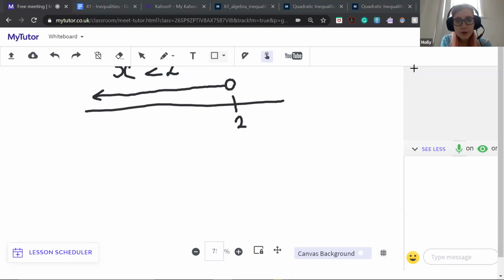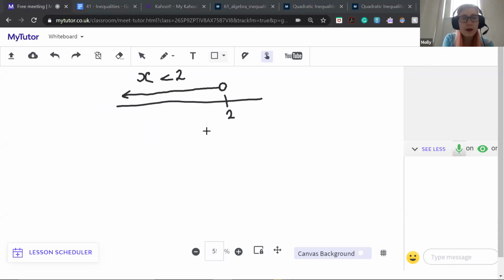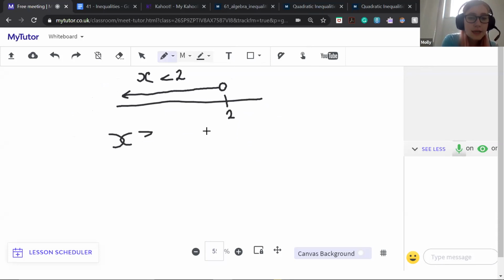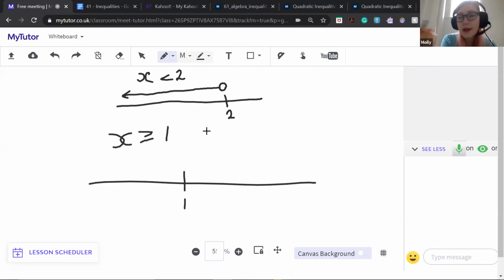Let's have a look at a couple of others. So let's say we had x is greater than or equal to 1. We have our number line, we mark 1, wherever that may be, it really doesn't matter. And because it's greater than or equal to, it's a closed circle. And there's our line going off. We drew a little arrow just to show it's going into infinity, because infinity is greater than or equal to 1.